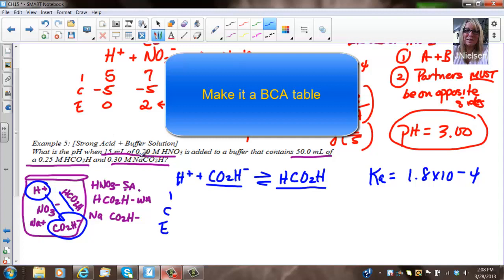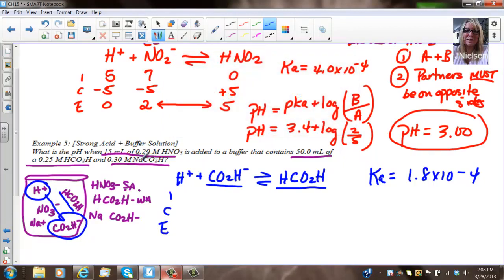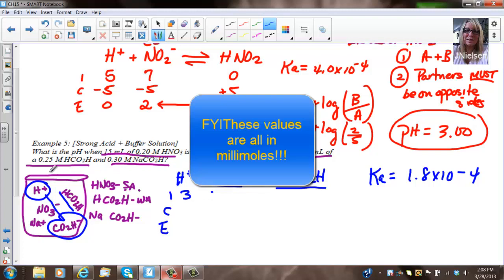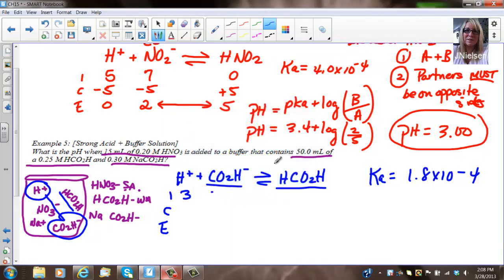So we're starting with 15 mils of 0.2, which is going to give us a concentration of 3 for our hydrogen. We've got 50 mils of 0.25 molar formic acid. So 50 times 0.25 is going to be 12.5. And we have 50 mils of 0.3 of the sodium formate, which is the formate ion, which is going to give us 15. So as this reaction proceeds, you can see that the H is the limiting reagent. And I'm going to wind up with 0, 12, and 15.5.